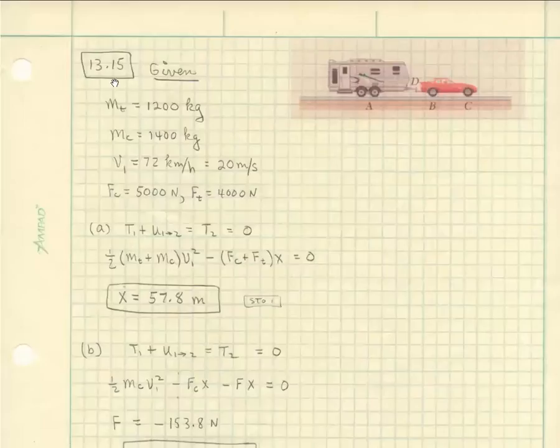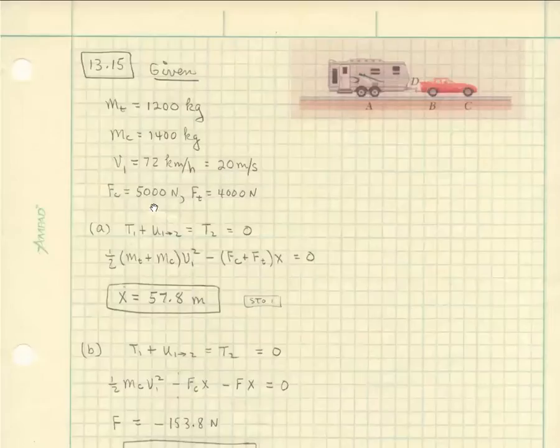Problem 13.15 involves a car pulling a trailer. We're given that the mass of the trailer is 1,200 kilograms, the mass of the car is 1,400 kilograms, and that the speed of the car initially is 72 kilometers per hour, which is equal to 20 meters per second. And of course, this is the speed of the trailer as well.